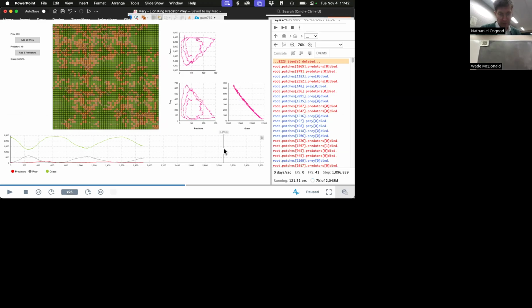And not exactly, but the grass mirrors the prey. So we can infer from the number of prey what is likely to be the state of the grass: if there's lots of prey, there's going to be less grass, and if there's few prey, there's going to be lots of grass. And then the predators lag in their peaks behind the prey. So I think I'll wrap that up.